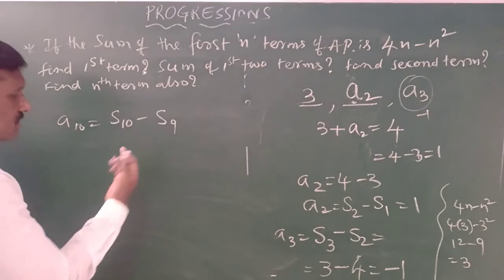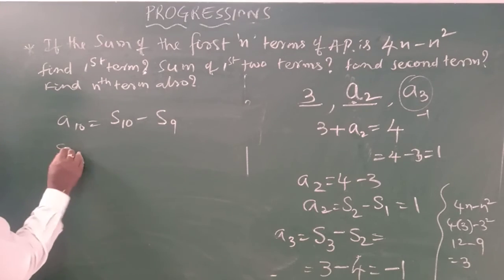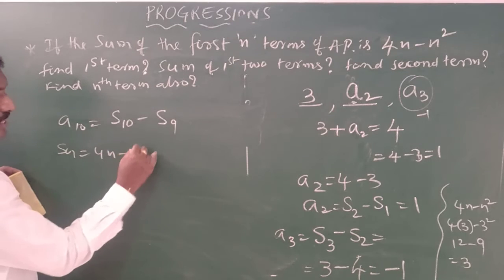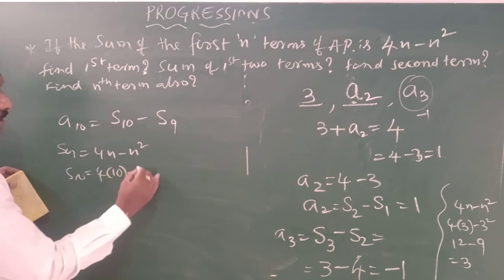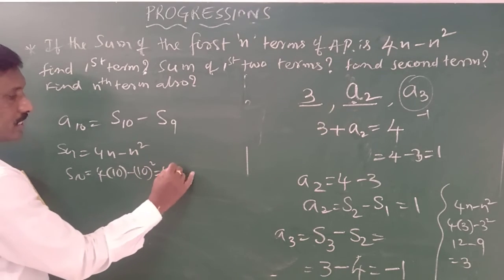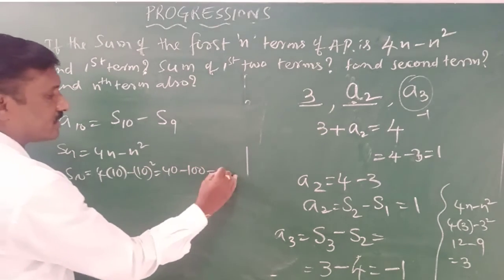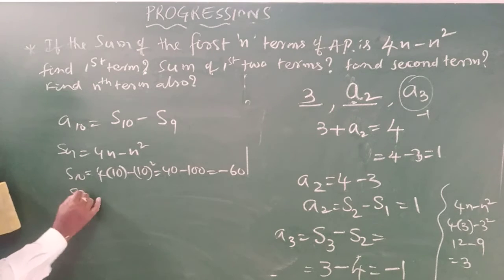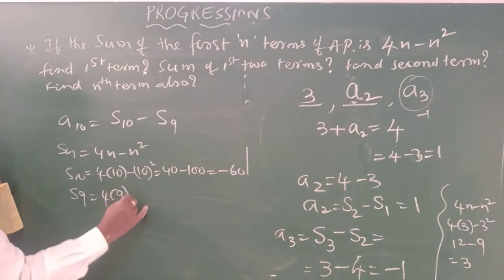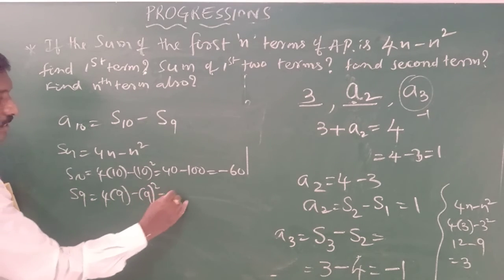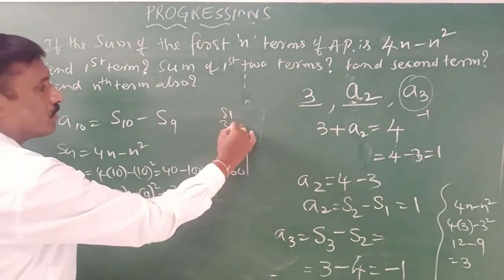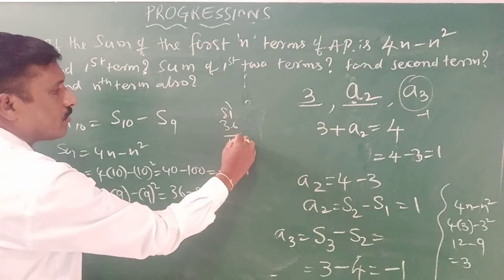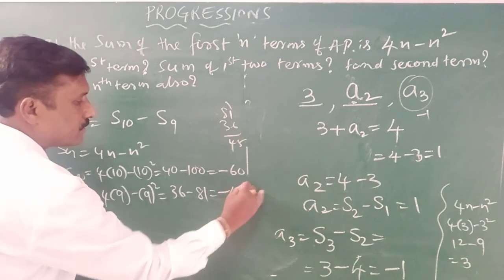So where are they? Yes, you have the principle that Sn is equal to 4n minus n square, that is 4 into 10 minus 10 square, it is 40 minus 100, it is equal to minus 60. S9, 4 into 9 minus 9 square, it is 36 minus 81, it is minus 45.